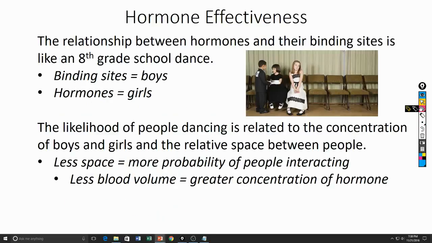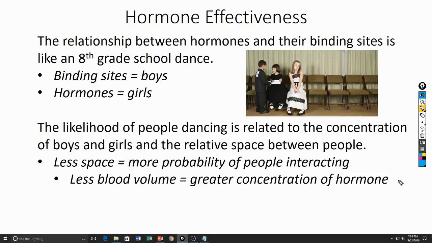Now, to illustrate the relationship of hormones and binding sites, I always thought this was a kind of funny way to say it, but I like to think about it as an 8th grade school dance, okay? And we could say boys or girls could be the binding site of the hormone regardless. Here we're saying the hormones are the girls. Well, I think we know that's probably more the boys, but regardless. Anyway, think about it this way, okay? You've got a school dance. You've got boys and girls, and at the end of the day, the idea is for the two of them to dance, all right? But we have problems, all right?